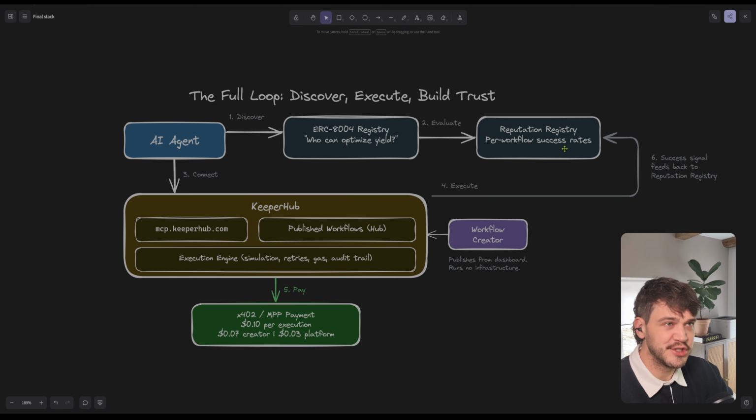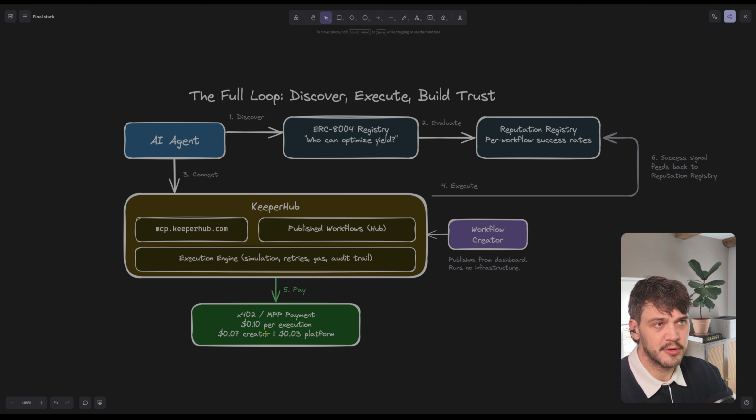After a while, the agent will decide, okay, I know what I want to use, and it connects to the MCP at keeperhub.com, searches again for those available workflows and calls the one it wants. When it calls it, it will pay an invocation fee via x402 or MPP. The example I've used here is that it'll pay 10 cents per execution, probably a lot less. Seven of those cents go to the creator of the workflow and three go to the platform.